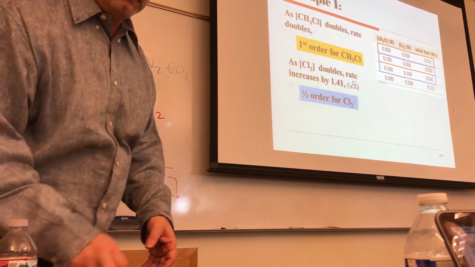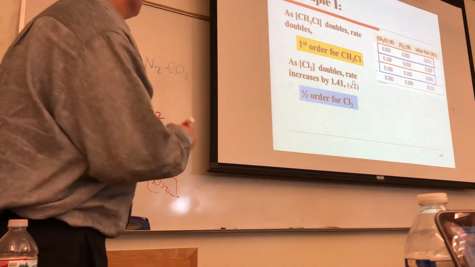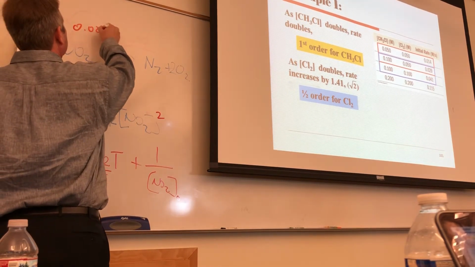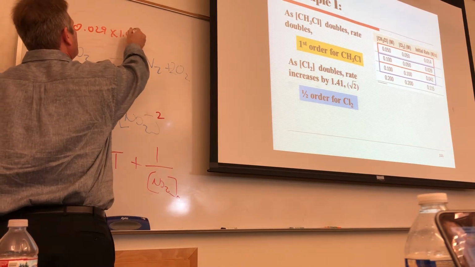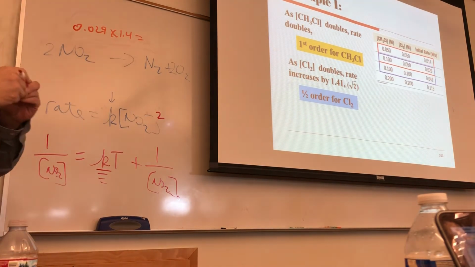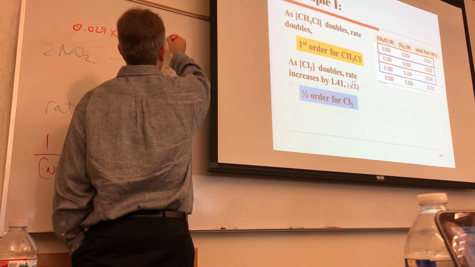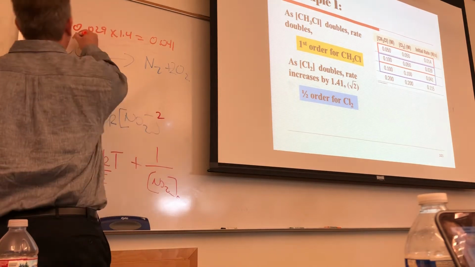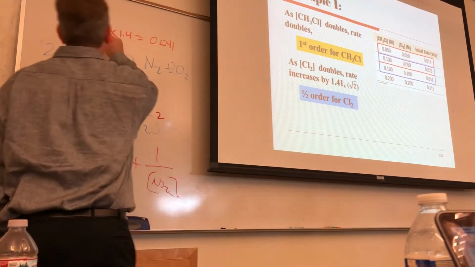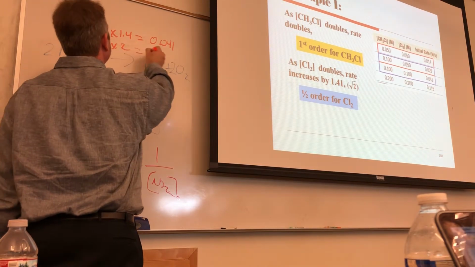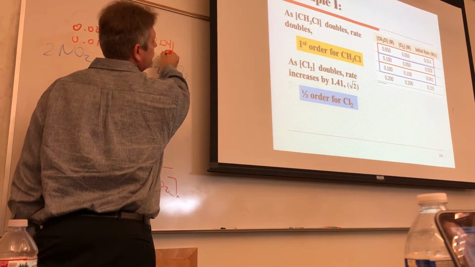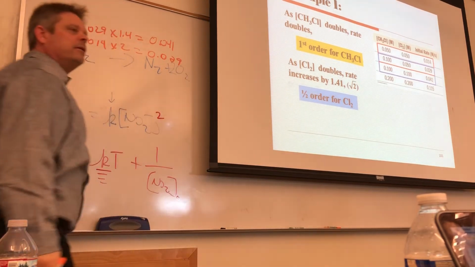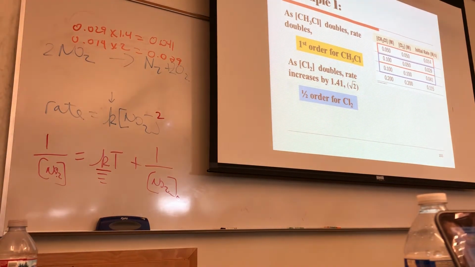We need to find that. If I say 0.029 times 1.4, what do I get? 0.041. It went up by 1.4, as opposed to doubling. If I say 0.014 times 2, that gives me 0.029. So we divide the second one by the first one to see if it changed.